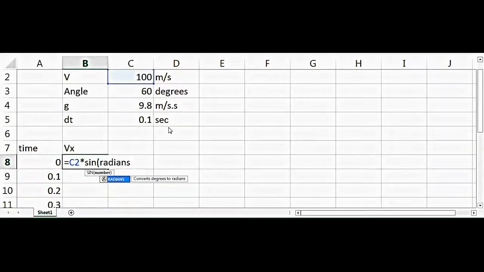Here, because this is Excel, we have to convert the angle into radians first. So I'll say radians, and then I'll click on 60 degrees, and I put a dollar sign here and a dollar sign here.